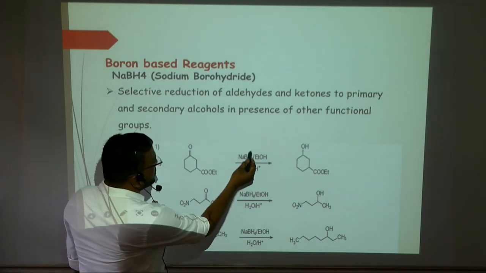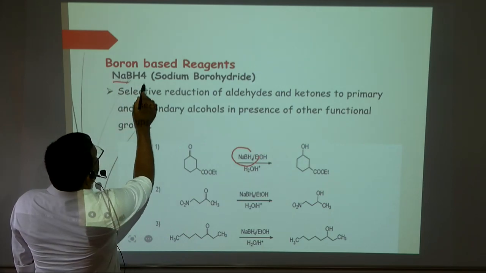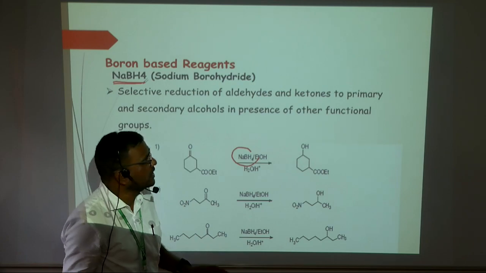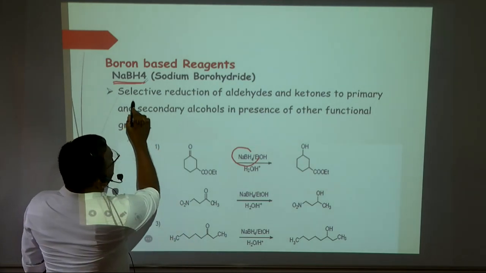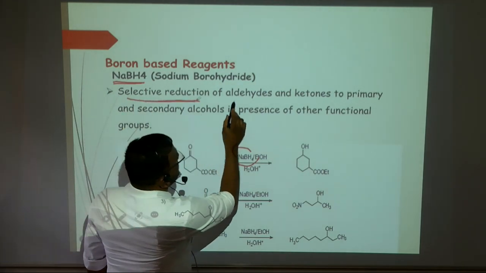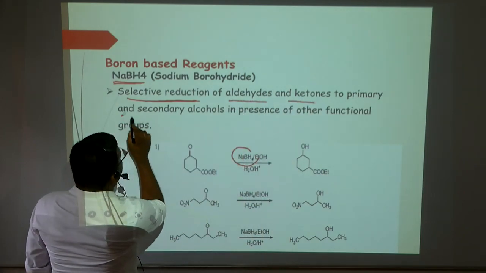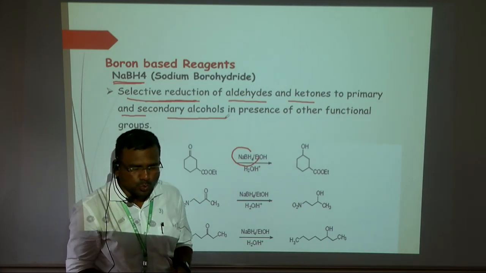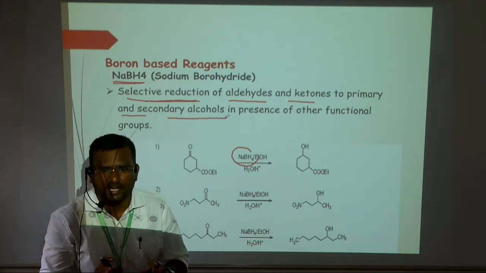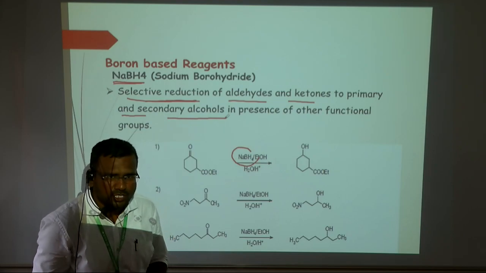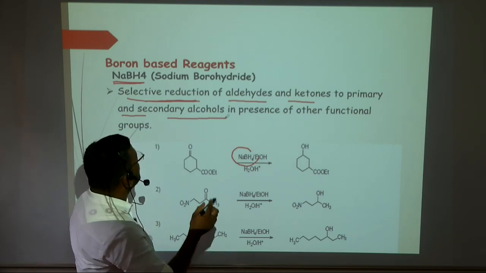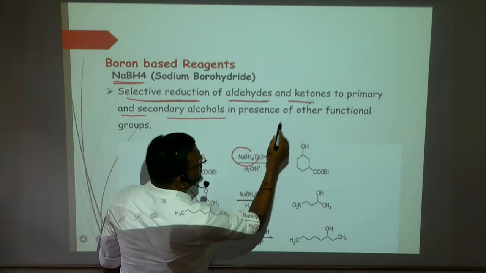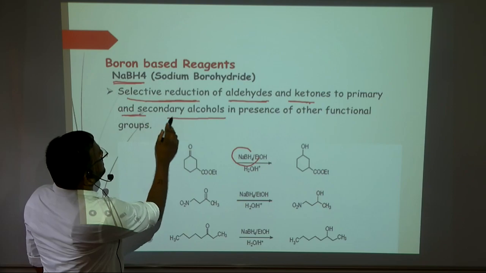Now, boron-based reagents. This first reagent is sodium borohydride. The formula is NaBH4, and sodium borohydride is very specific. As I told you, it selectively reduces aldehydes and ketones to primary and secondary alcohols. So, my dear students, it is very important to note that some reducing agents are very selective. They selectively reduce specific groups. So, sodium borohydride reduces only the carbonyl group of aldehydes and ketones into primary and secondary alcohols.